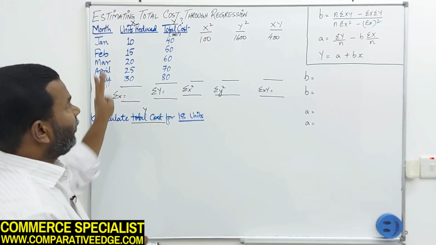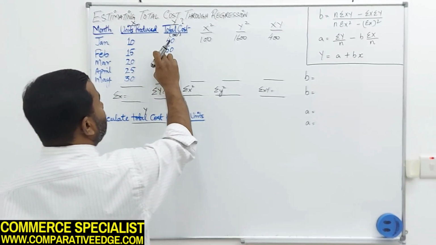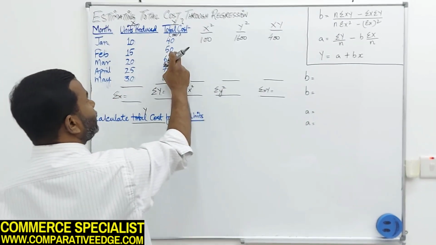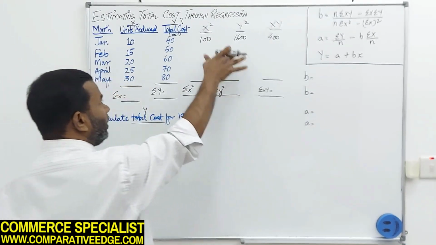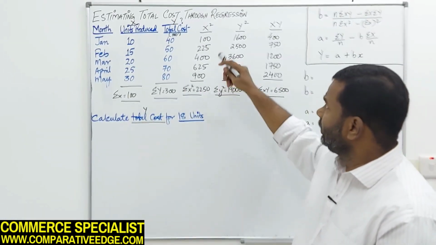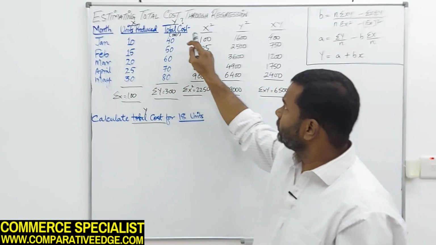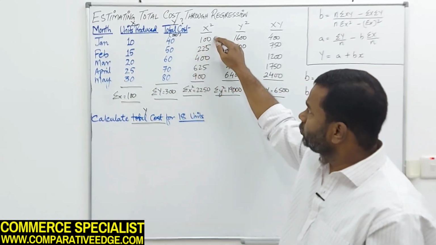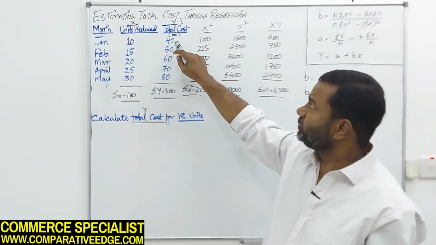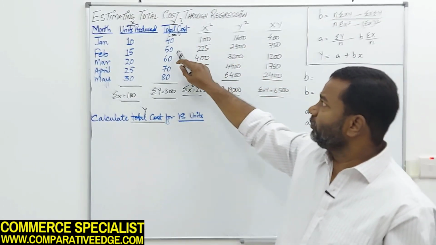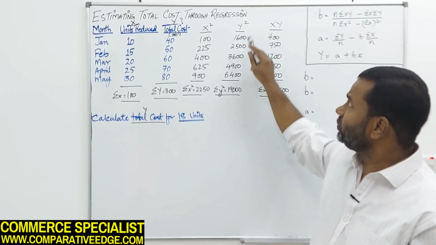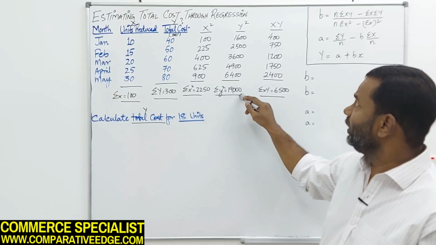So if I do this, 15 into 50, that will be xy, 15 square will be x square, 50 square will be y square. So I'm just putting the data here. I've worked all these columns for you. I got the x square column, which is 10 into 10 is 100, 15 into 15 is 225. I total them vertically. Likewise, y square, y is 40, 40 into 40 is 1600, 50 into 50 is 2500. I worked all this column, added this, so this is sigma y square.